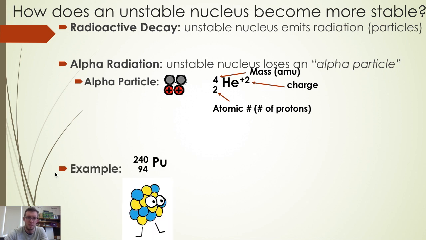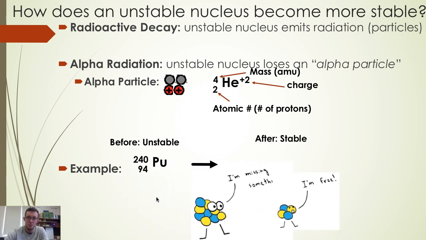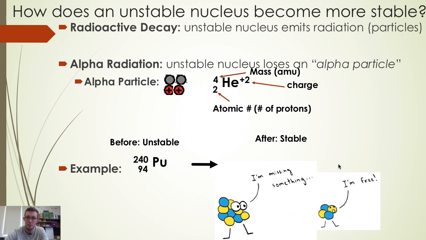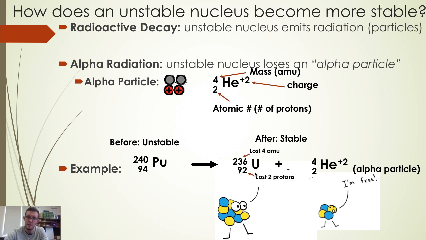An example of alpha radiation would occur with something like plutonium-240, which is a very unstable isotope of plutonium. During alpha radiation, the plutonium will split apart. It will break off an alpha particle from its nucleus, and what's left over is a smaller nucleus. It has lost 2 protons, so it is no longer plutonium, it's now uranium. And it lost 4 atomic mass units total, so its mass is no longer 240 AMU, it's 236 AMU.